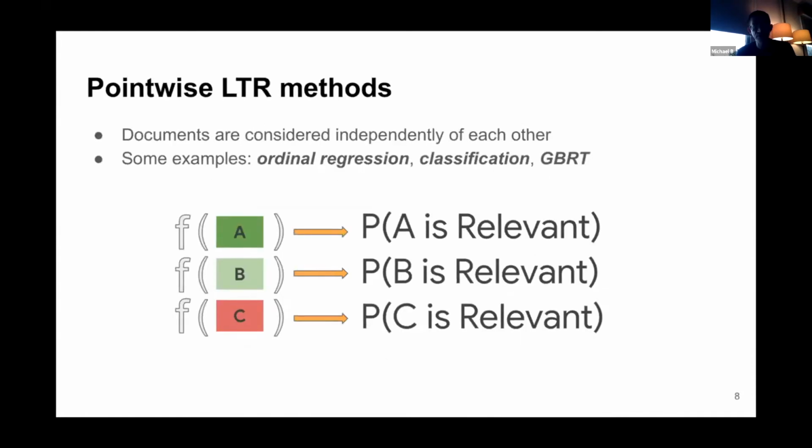So how do people approximate these things? There's a couple of approaches. One very simple approach, but still used widely and still pretty successful, is something we call pointwise learning to rank, or LTR. Pointwise LTR examples include linear regression, classification, GBRT, and so on. Basically, we take each document independently. In this case, we have documents A, B, and C, and we estimate the probability of each document being relevant. That's pretty much reducing the ranking problem into a classification problem.